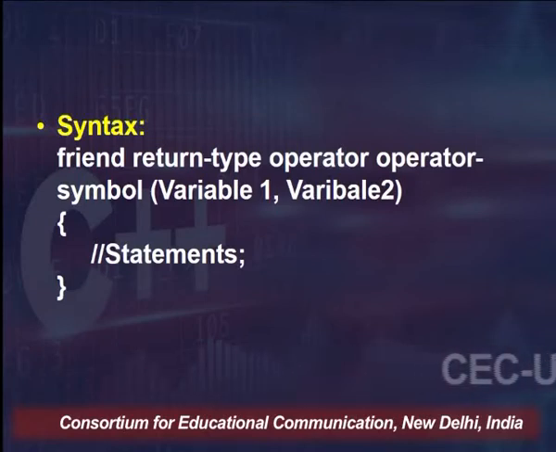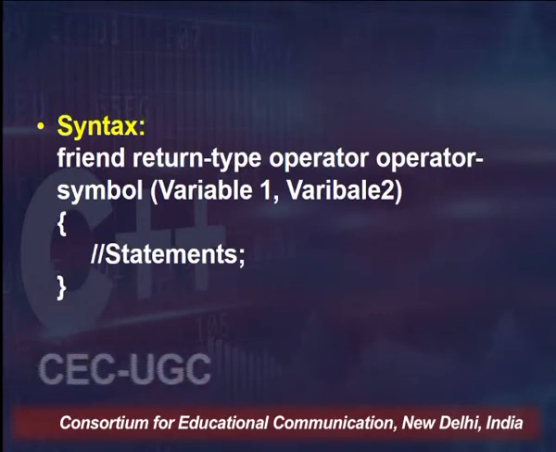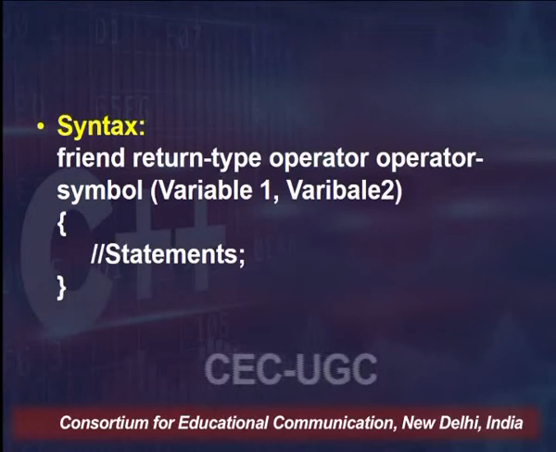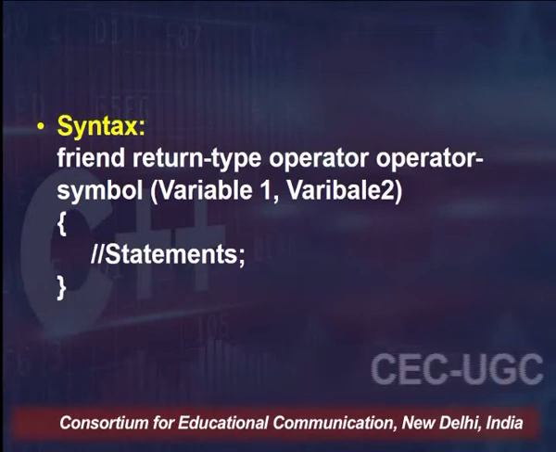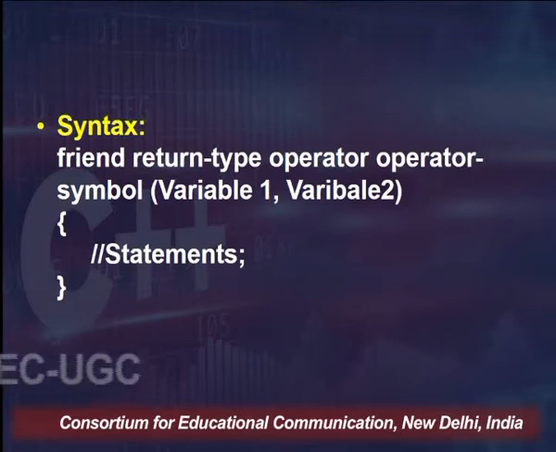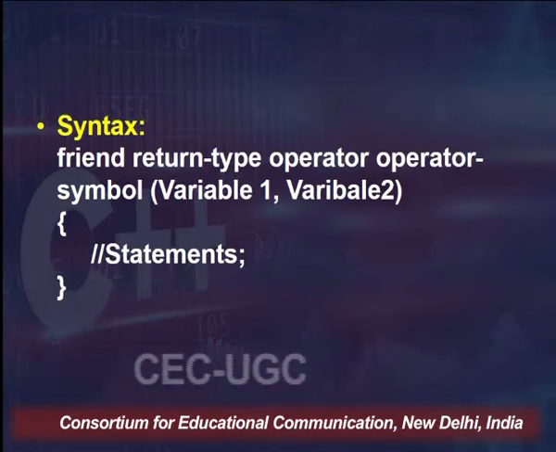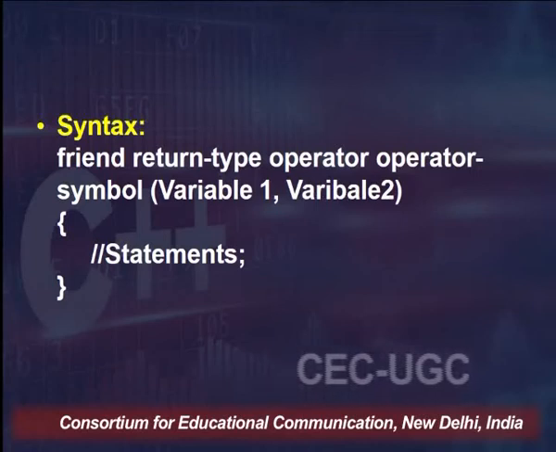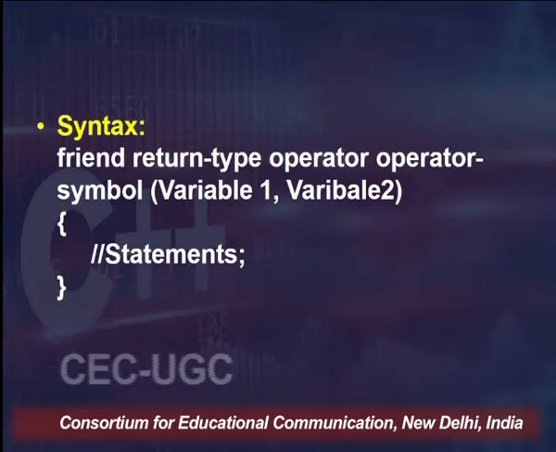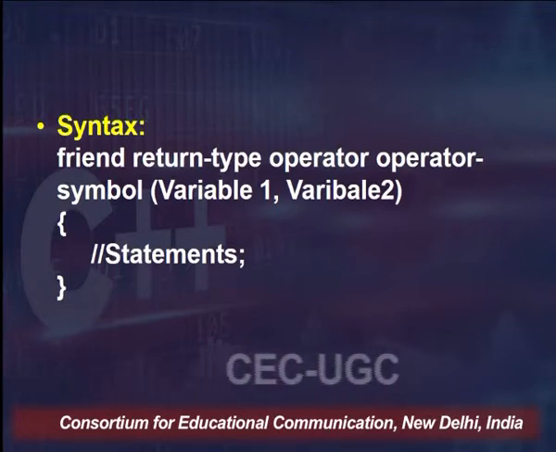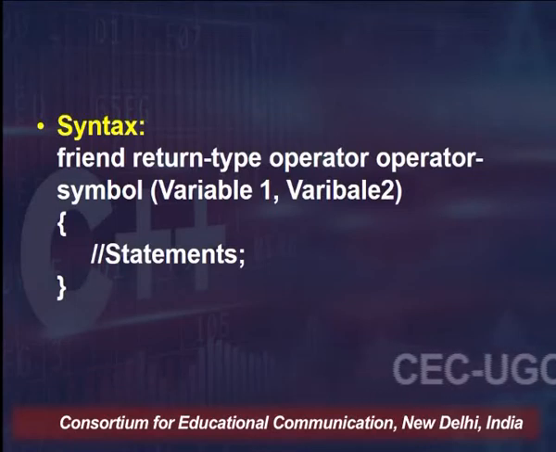For example, we are overloading the sum operator or addition operator, which is plus. So, we will say friend, return type, operator, operator symbol, variable 1 and variable 2. If you recall the previous code of the class in which we had taken a complex class and added imaginary parts and real parts together, the syntax there will be friend complex.